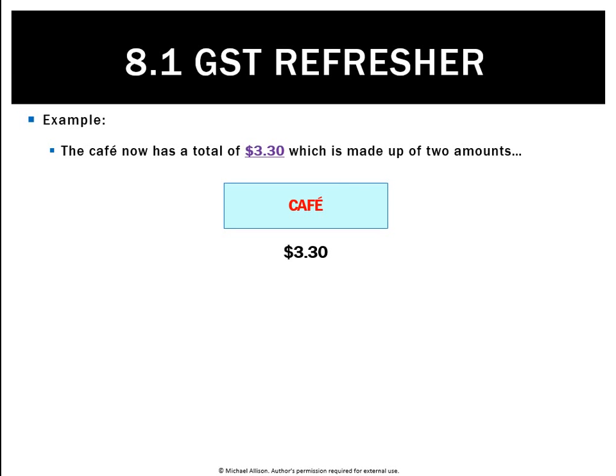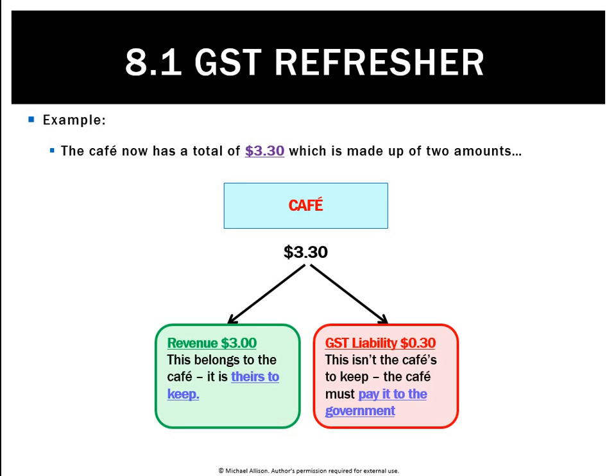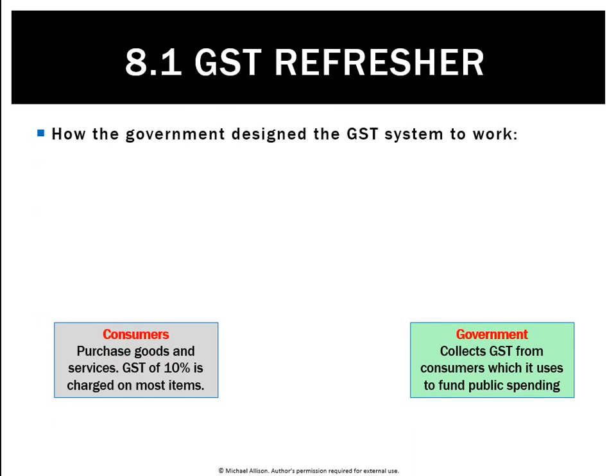The $3.30 for the cafe, it's important to realise that's made up of two parts. $3 is revenue that they've earned, so it's theirs to keep. And the 30 cents is a GST liability. The cafe actually can't keep that money. It has it at the moment, but eventually it'll have to pay it to the government. And the reason why is because of the way the GST system was designed to work.